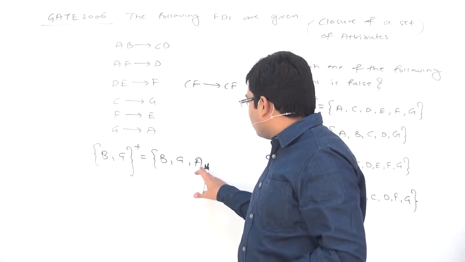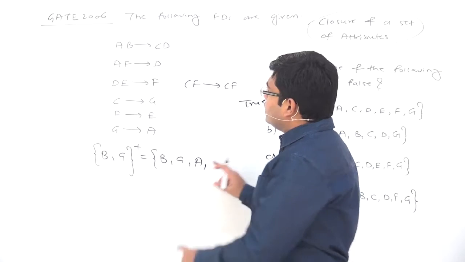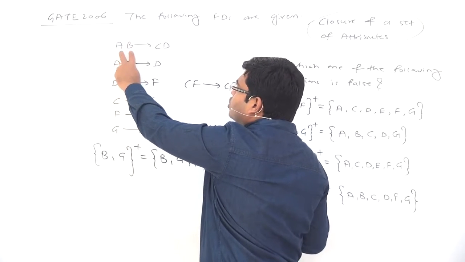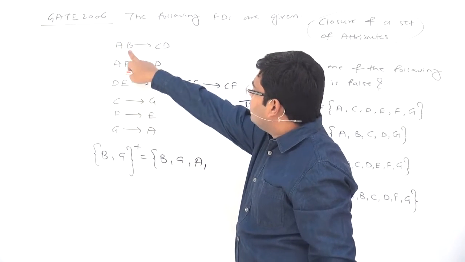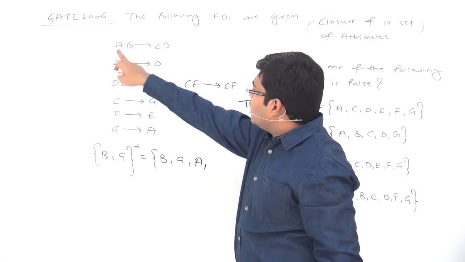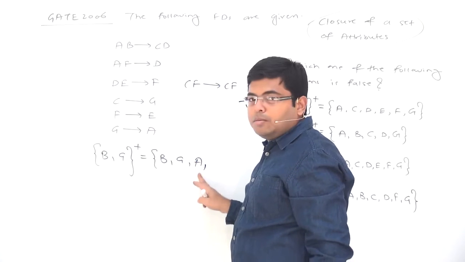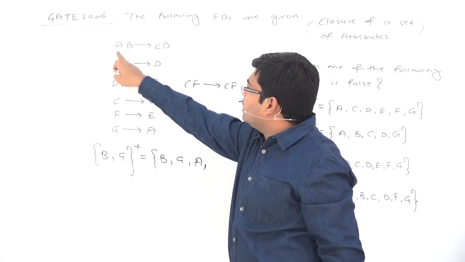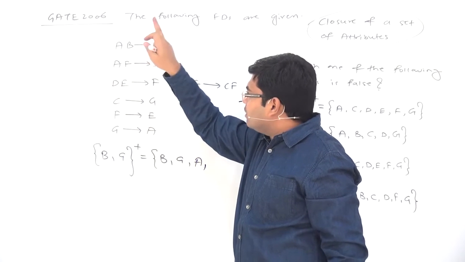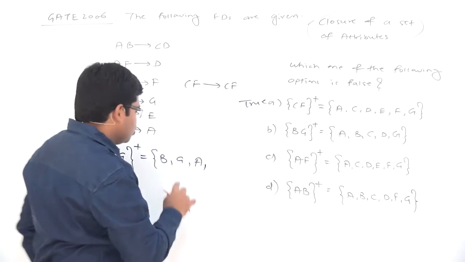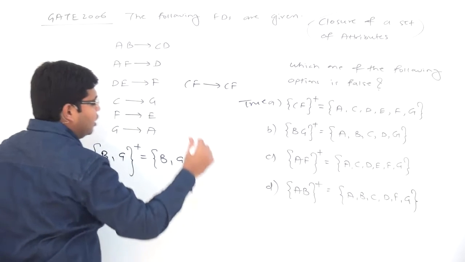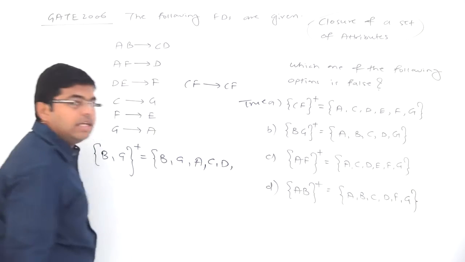So right now we have got a new attribute A, and you can see that the FD which was not applicable before becomes applicable now, because initially the attribute B was available but attribute A was not available, but now attribute A is available, and therefore the entire left hand side is available. This FD is applicable and the entire right hand side can be discovered. So from A and B you can obtain the value of C and D.